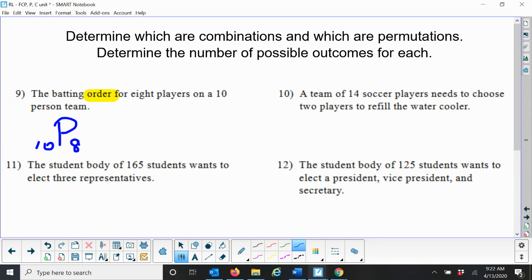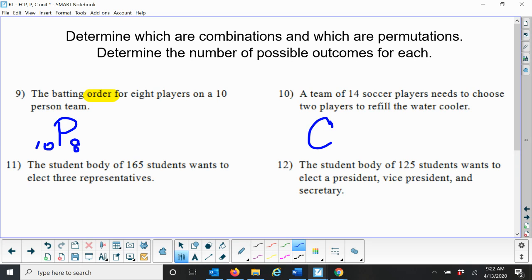For number 10 here, we have 14 soccer players, and they need to choose 2 players to refill the water cooler. So I need to figure out if the order that I select these 2 players will change what they're doing or change what's happening. And so if I pick Joe first and then I pick Bob second, does that change what they will do? In this case, they're both going to still be doing the same thing, refilling the water cooler, no matter what order I pick them in. And so this is going to be an example of a combination.